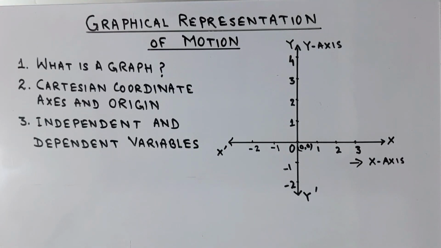Hello students, my name is Rajni Verma and in this video lesson we shall discuss graphical representation of motion by linear graphs and also how to plot and interpret a distance time graph. A line graph is a pictorial representation of variation of two quantities related to each other, and we draw a line graph in Cartesian coordinate system.